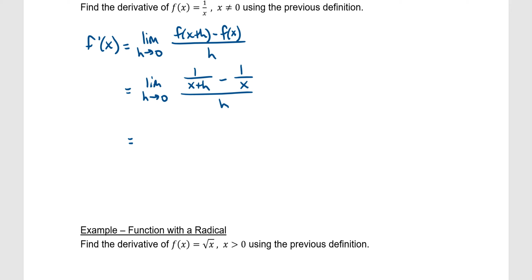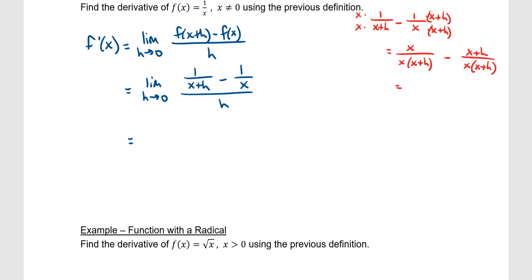So let's do that over here on the side just so it doesn't get too messy. Getting common denominators, that should be a plus or a minus. Getting common denominators here, we have to multiply the first one by x, the second one by x plus h. We're multiplying each one by the other one's denominator. So that's going to give us x over x times x plus h minus x plus h over x times x plus h.